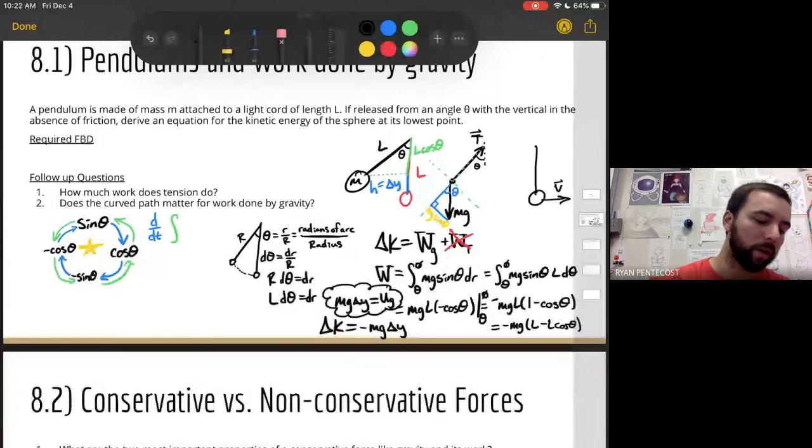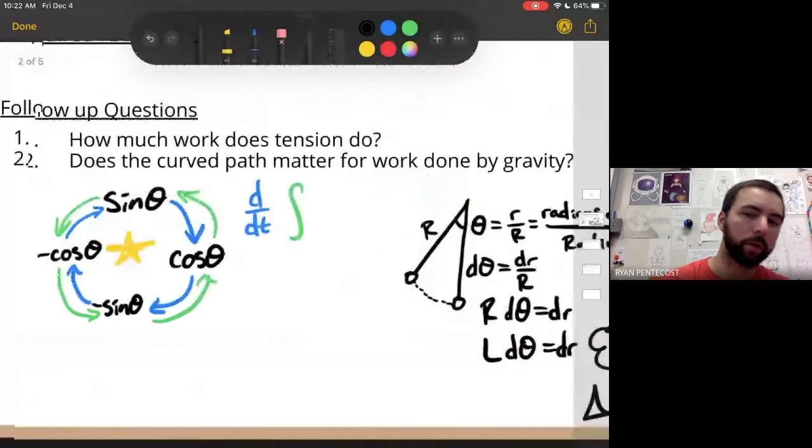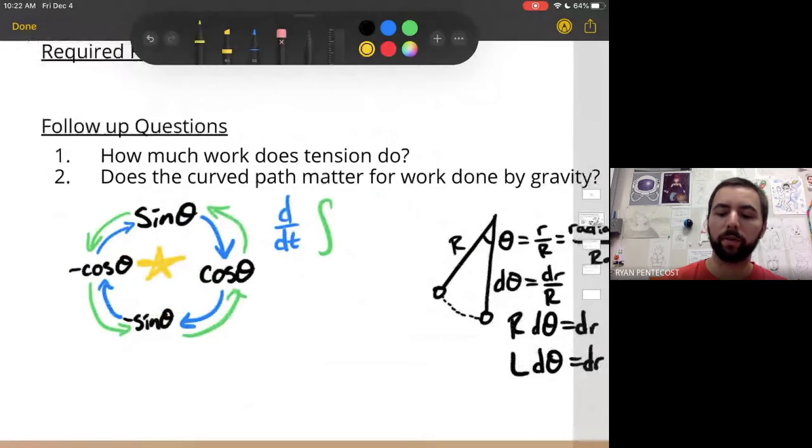Now let's look at our follow-up questions. First, number one, how much work does the tension do? Well, since tension is perpendicular, remember this is a pattern we've had through work: if work has something that's perpendicular, it does no work. That's going to be the same for energy, because work and energy go hand in hand through chapter 8. Now, that was also a thing for kinematics, right?